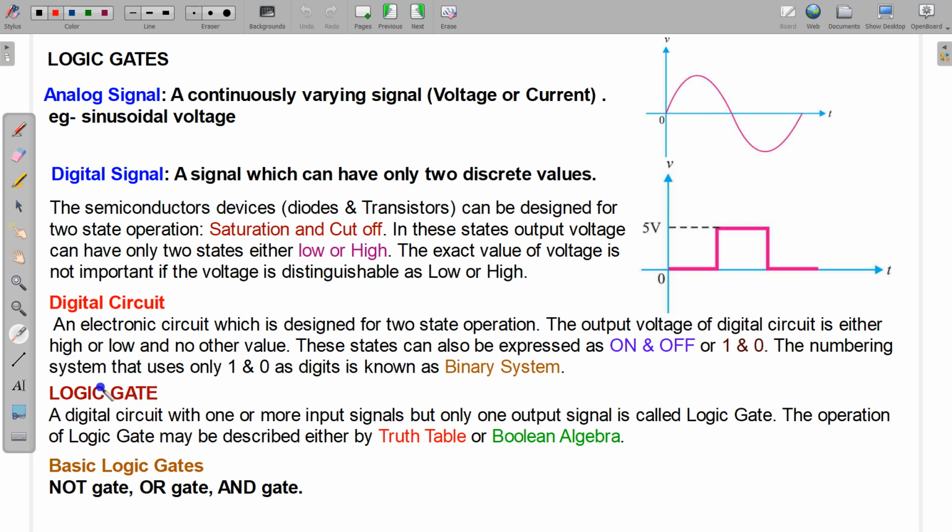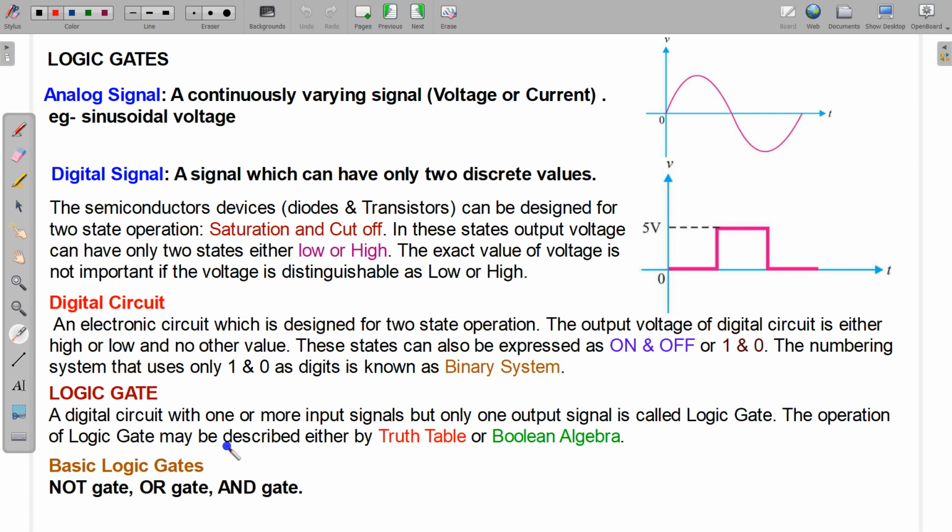So now what are logic gates? It is a digital circuit with one or more input signals. Input signals mean input voltages or input currents, but it can have only one output signal. This is called a logic gate because we have a logical relationship between input and output. There will be a relationship between input and output, and this relationship will be based on some logic. So that's why it is a logic gate.